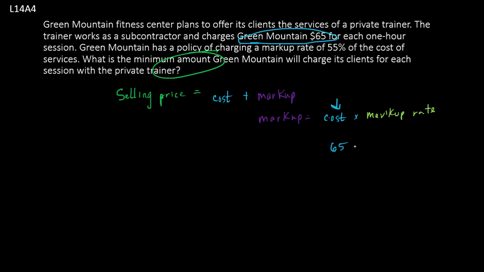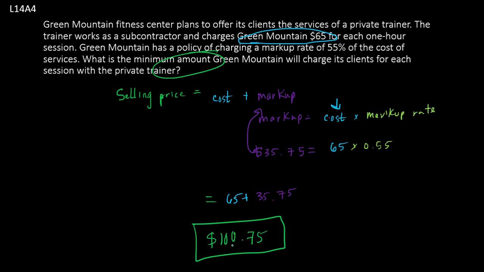So converting that into a decimal, I'm going to multiply by 0.55. That's going to tell me that my markup is equal to $35.75. So I plug that into my selling price equation, and I take $35.75 plus cost, which we know to be $65. This will finally tell me that my selling price equals $100.75. So that's the selling price for each session with the private trainer.